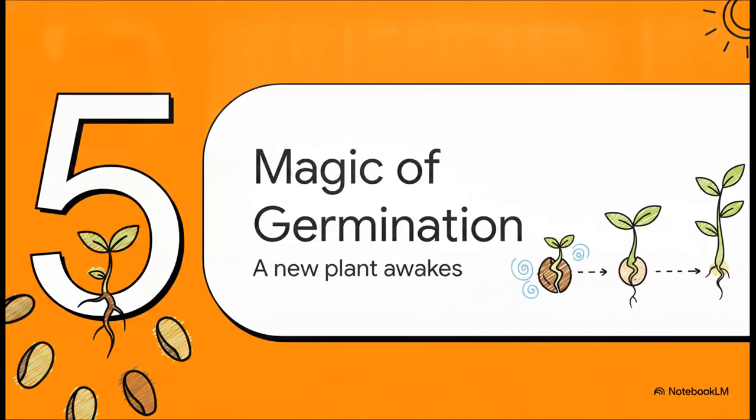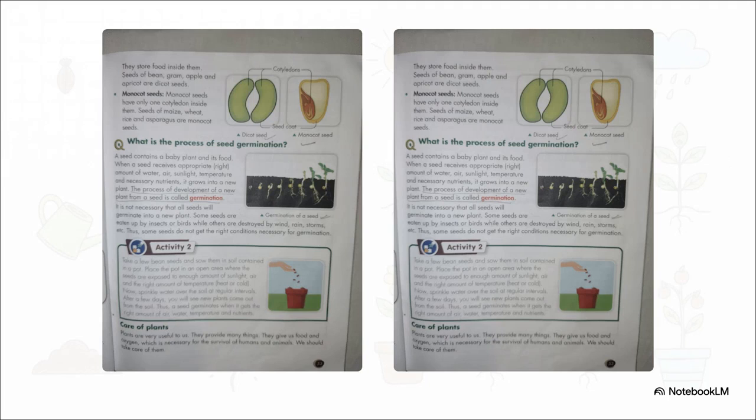Which brings us perfectly to Section 5, the magic of germination. A new plant awakes. Before they wake up, though, we kind of need to know what type of seed we're looking at. Botanists categorize seeds by those inner food storage leaves we just talked about. On the left, we have a dicot seed. Di meaning two. It has two thick, fleshy cotyledons. Beans, apples, and gram seeds are all dicots.